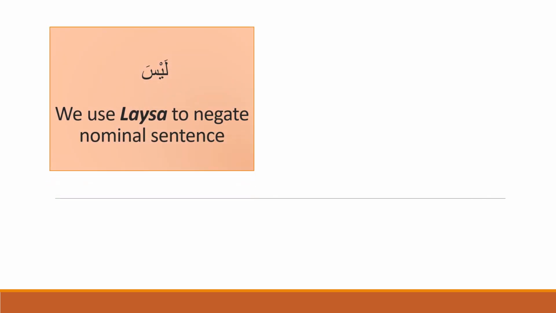Now, ليس. ليس, we use it to negate nominal sentence. Again, as I mentioned in the beginning of this video, you have to master nominal sentence and to master conjugating present tense, past tense, future tense. You have to review all these videos before you start with this one. So let's use ليس.